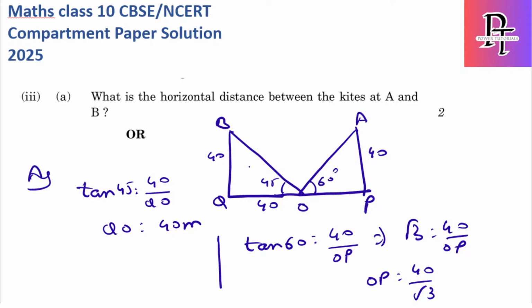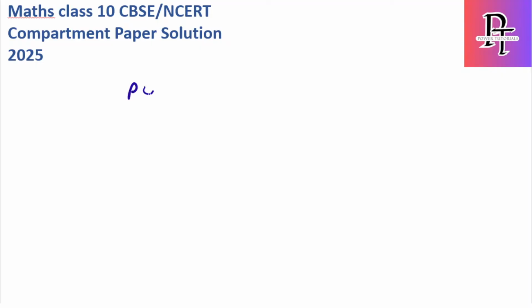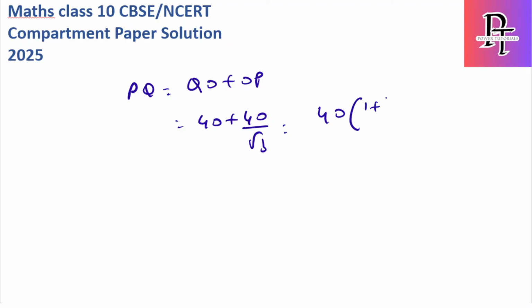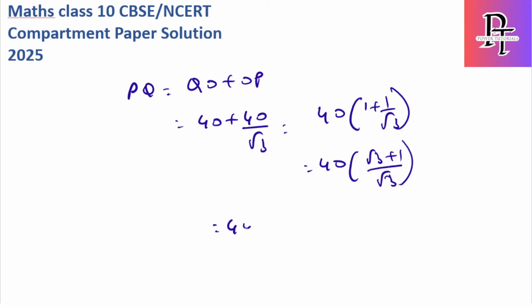So the distance between points A and B is nothing but PQ. Therefore PQ is equal to QO plus OP, which is 40 plus 40 by root 3. If you solve something like 40 into 1 plus 1 by root 3, or 40 into root 3 plus 1 by root 3, and solve till here, I feel in most cases you will get 2 marks. But if you want the decimal value as well, that will be a little tricky. So let's solve that part as well.